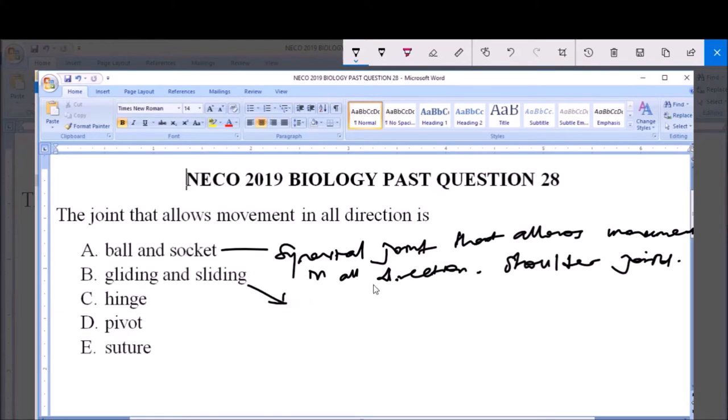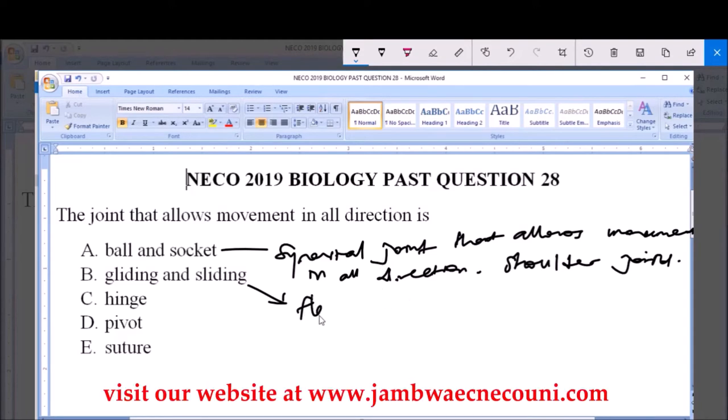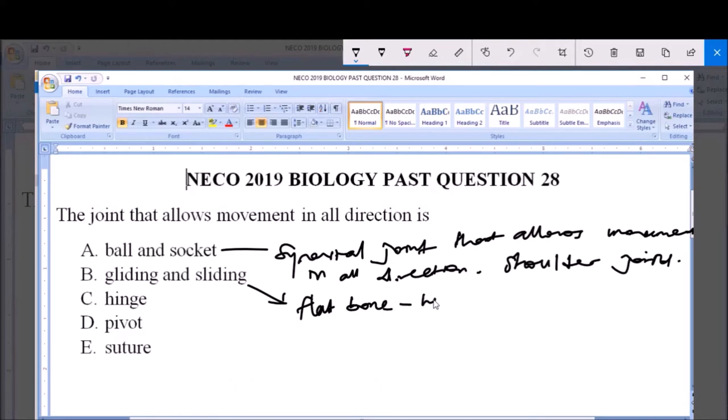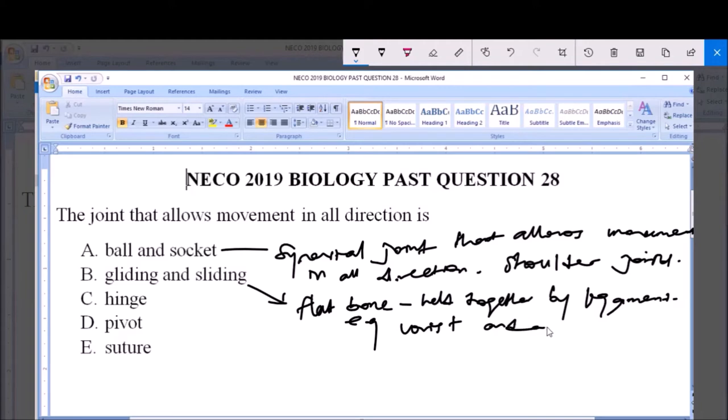Now option B says gliding and sliding joints. Now gliding and sliding joints occur between surfaces of two flat bones that are held together by ligaments. Then, example is the wrist joint or the ankle joint. So these two flat bones, the surfaces are actually held together by what? By ligaments, so they are able to slide over each other, and that is why we call it gliding and sliding joints. You find this in the wrist and in the ankle.